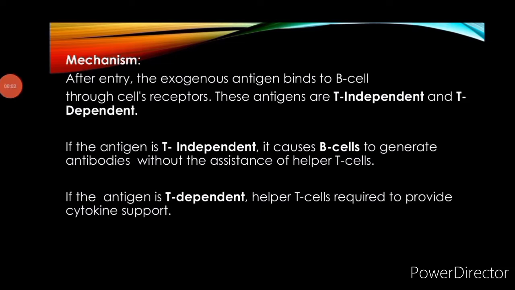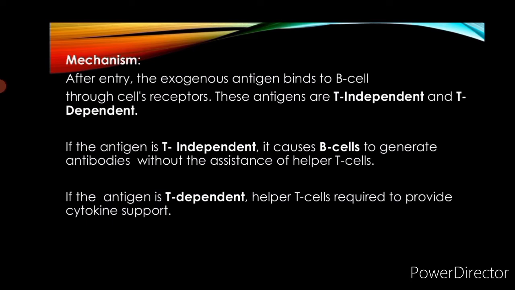So this is the mechanism of humoral immunity or antibody response. After entry, the exogenous antigen binds to B cell through cell receptors. These antigens are T-dependent and T-independent. If the antigen is T-independent, it causes B cells to generate antibodies without the assistance of helper T cells. And if the antigen is T-dependent, helper T cells are required to provide cytokine support.